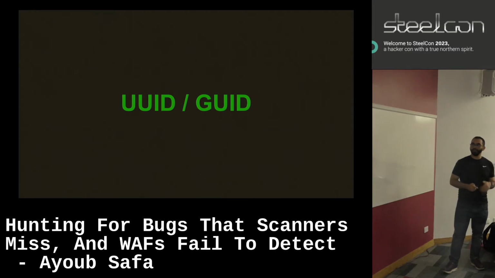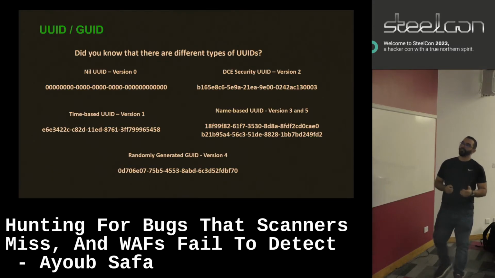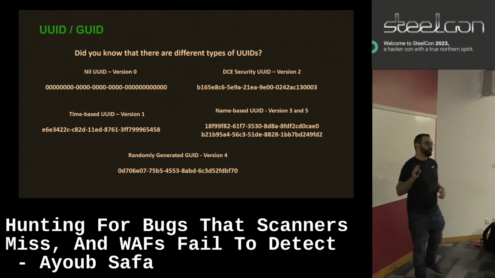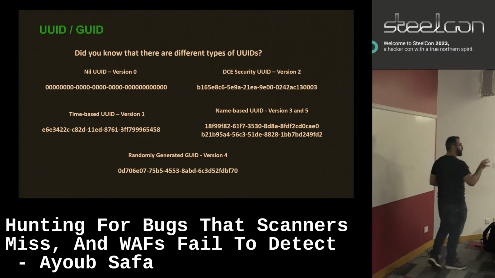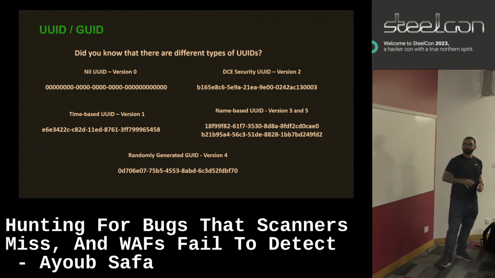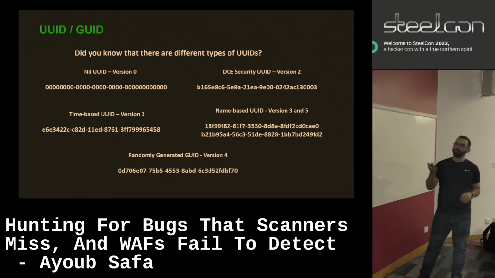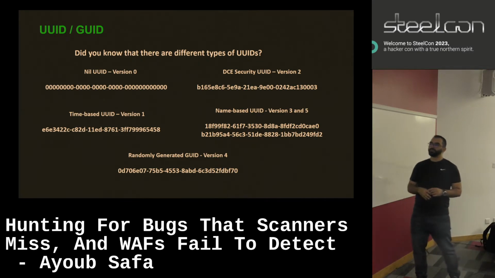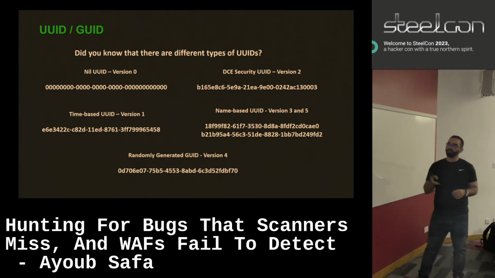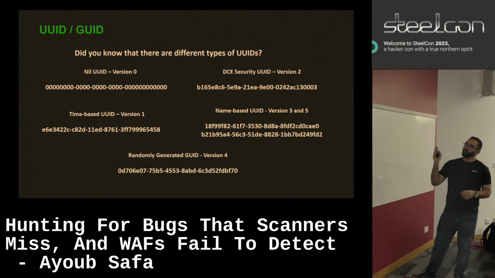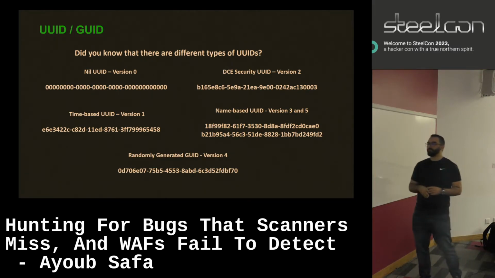But did you know that there are many kinds of UUIDs? Actually, there are 5 versions of UUIDs. Each version uses its own algorithm. For example, you have version 0, which is called nil UUID, which is all zeros, and it's used for the same purposes. Then you have version 1, which is called time-based UUIDs, and you have versions 2 through 5.